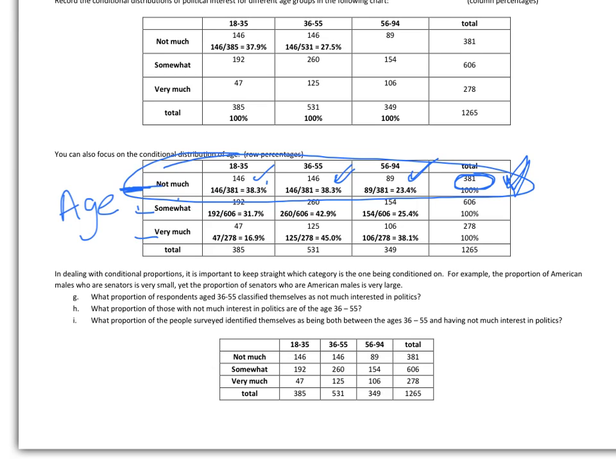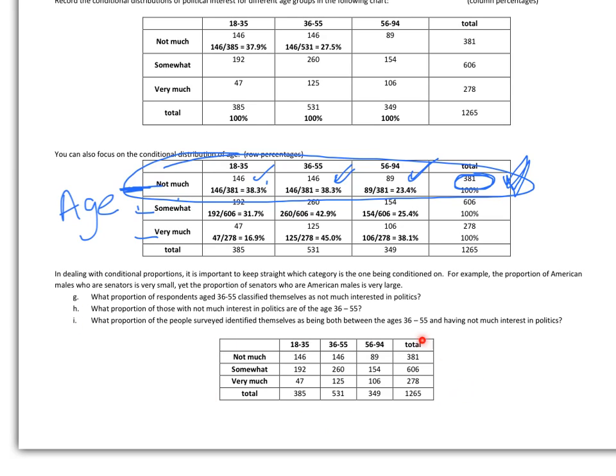For example, the proportion of American males who are senators is very small. Not very many people are senators. But the proportion of senators, think about how many senators there are, that are American males, that's going to be a large proportion. So pause the video and try to answer these three questions right here.